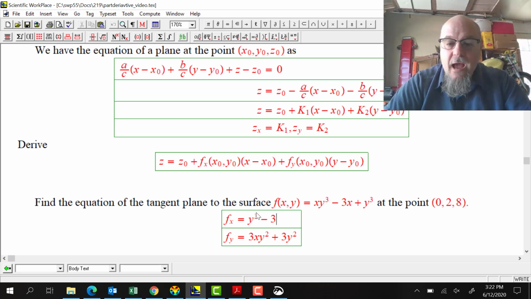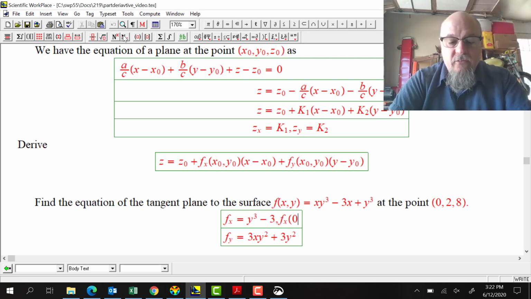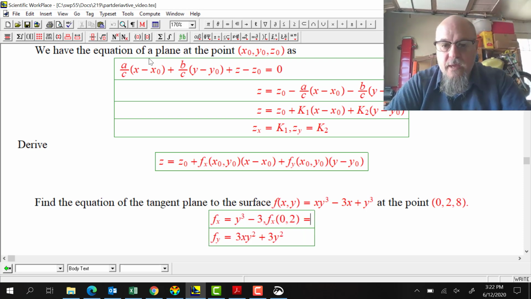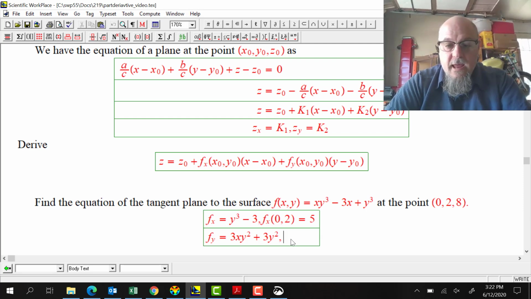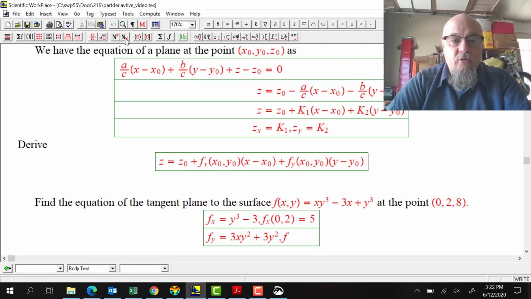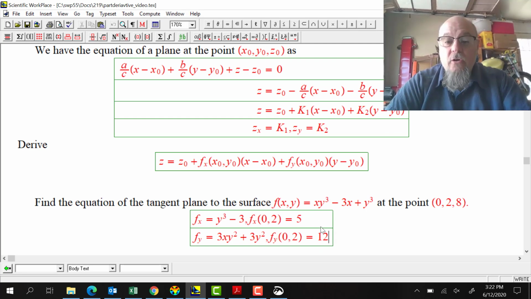I want them to be numbers. I need these evaluated at the point x naught, y naught. So f sub x, when x is equal to 0 and y is equal to 2, that's supposed to be a number. So plug in 0, 2, that's going to be a 5. Next, I need the partial derivative with respect to y, but I need it at the point 0, 2. So plug in x equals 0 and y equals 2, that's 12. These are numbers. Those are the numbers that are going in here.